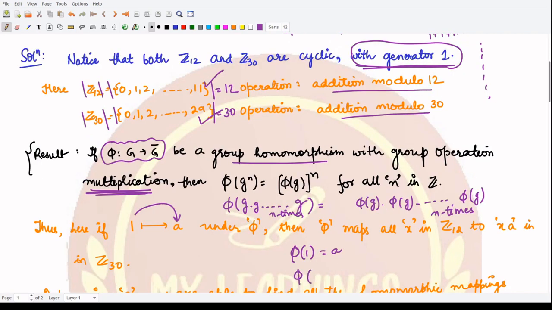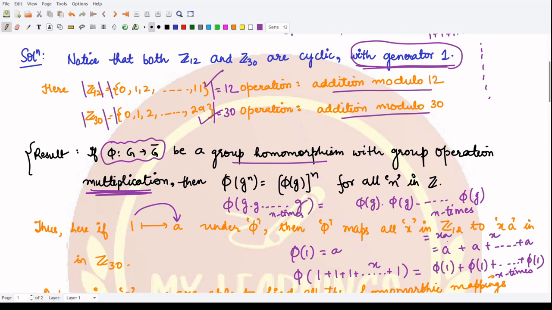It means that you can also define it like this: 1 into 1 into 1. Here the operation is not multiplication, here the operation is addition, correct? So it would be equal to phi of 1 plus phi of 1 plus phi of 1 and so on. If we are defining it x times, here also we are defining it x times. So what is phi of x? It is actually a plus a, x times, correct? So it would be equal to xa, correct?